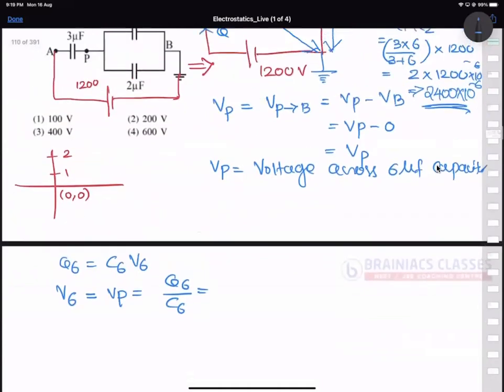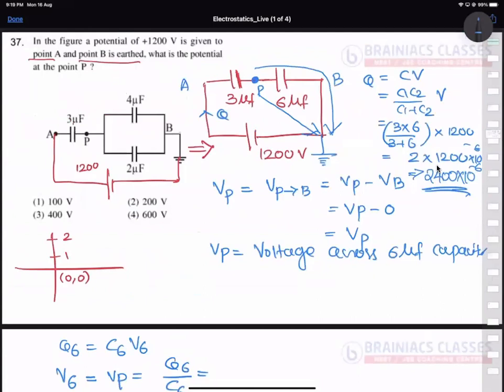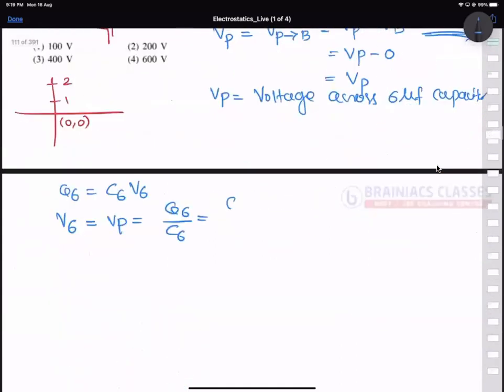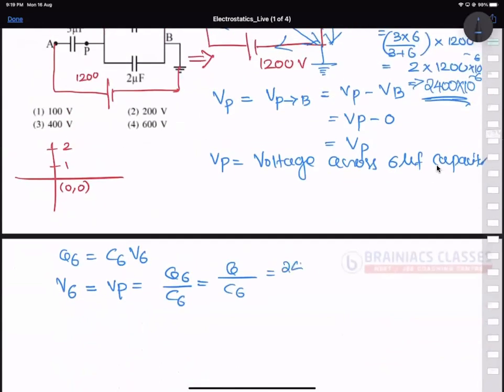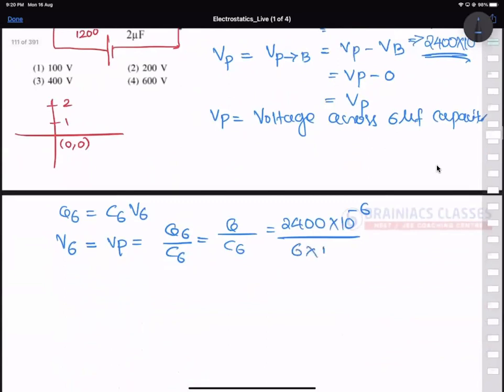What is Q6? Q6 means the charge passing through the 6 microfarad. That is equal to our Q only. The same charge is passing through the 3 microfarad and it is going through the 6 microfarad and it is circulating in this circuit. So this is nothing but our Q divided by C6. What is Q? Q we already calculated: 2400 into 10 power minus 6, whole divided by the 6 microfarad capacitance, so 6 into 10 power minus 6. Then 6 cancels with the 24, leaving 4.